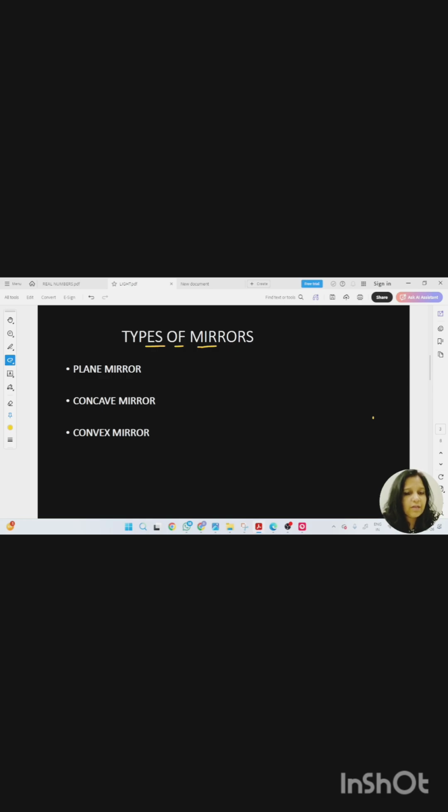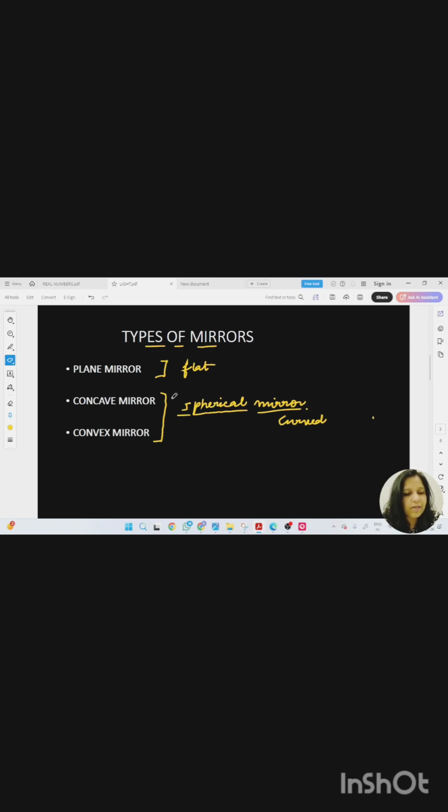There are two different kinds of mirrors. One is the plane mirror, and the surface of a plane mirror is flat. Whereas the other category is the spherical mirror. These are known as spherical mirrors because the surface is curved, and these mirrors are supposed to be cut out from a sphere. That is why we call them spherical mirrors.